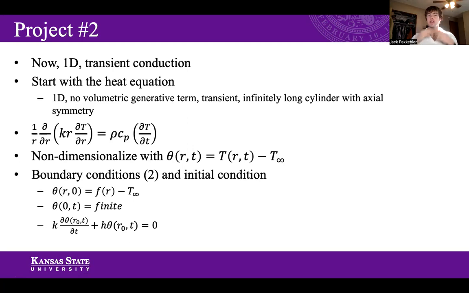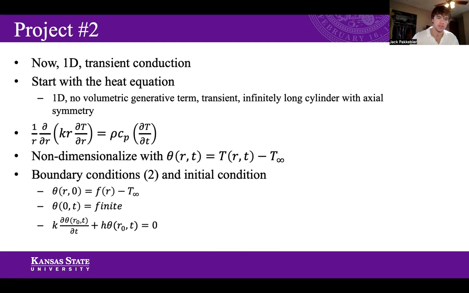From here, to make this PDE a lot easier, we can non-dimensionalize with this theta, where theta as a function of R and T is our temperature minus our ambient temperature. Since this is a partial differential equation, we're going to need an initial condition and some boundary conditions as well. For the initial condition, at time equals 0, it's just a function of radius, or a function of R in our potato.